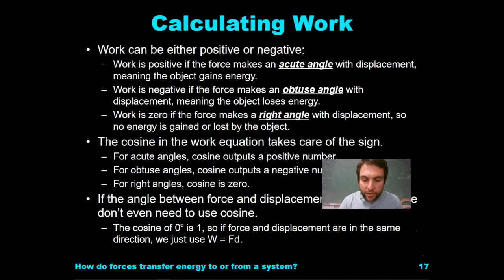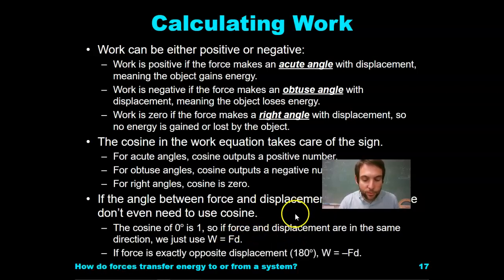Cosine of 0 degrees is 1, so if force and displacement are in the same direction, you could just use FD. If the force is exactly opposite displacement, 180 degrees, you could just use work equals negative FD. For that one, you don't need to trust yourself, you could just use FD cosine theta, and then when you take cosine of 180 degrees, you'll get the negative 1 there.